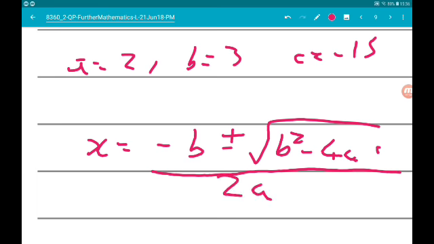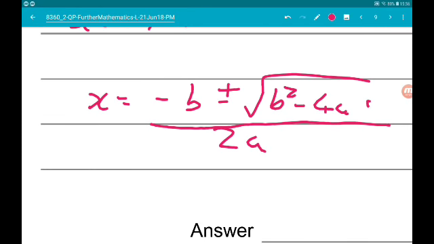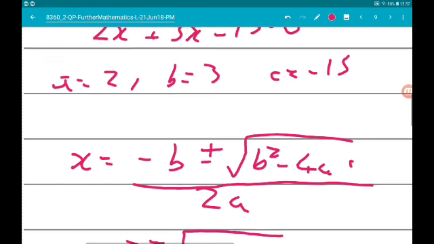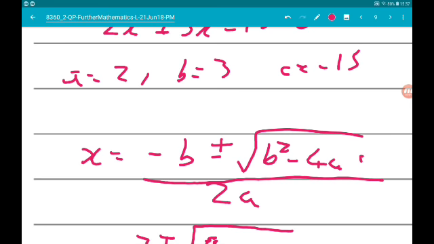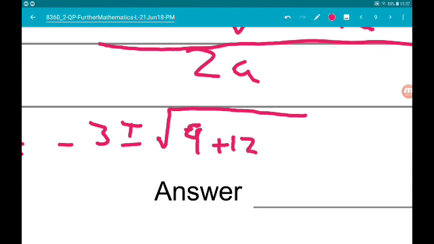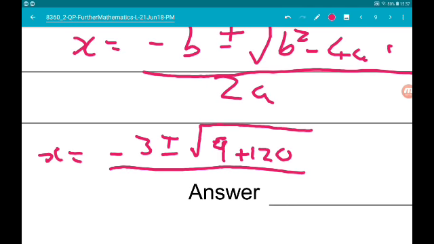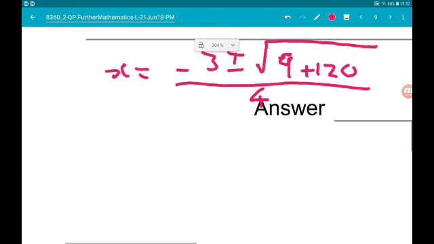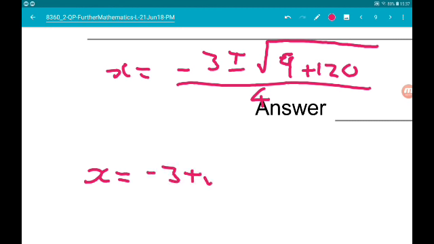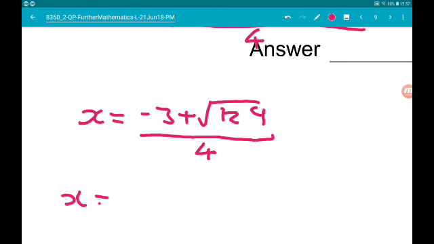all over 2a. So we are going to get x is minus 3 plus or minus root 3 squared, which is 9, minus 4 times 2, so that's minus 8, times minus 15, it's going to give us positive 120, all over 2 times 2, which is 4. So we get x is minus 3 add root 129 over 4 and x is minus 3 minus root 129 over 4.